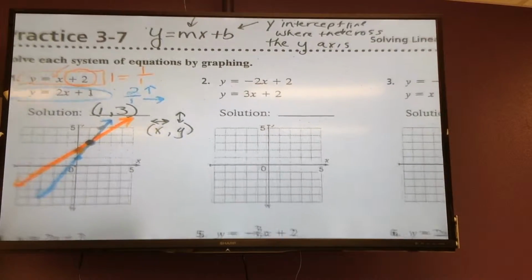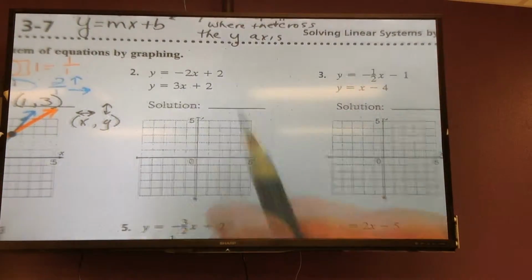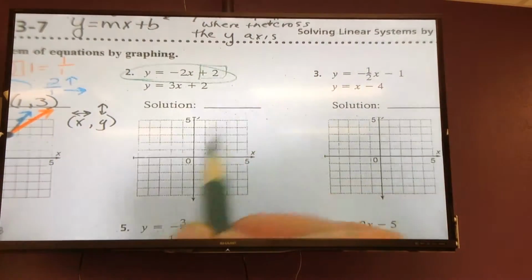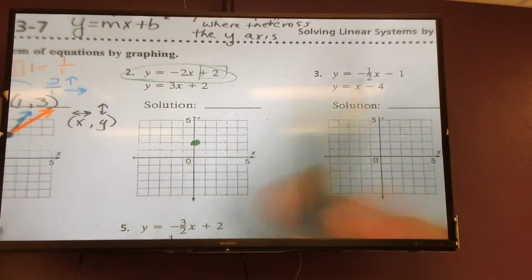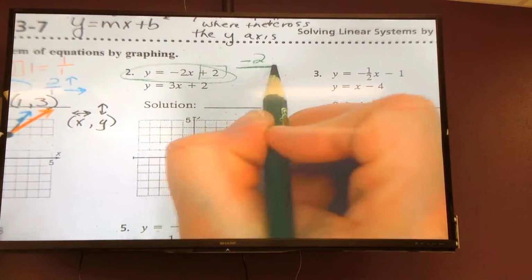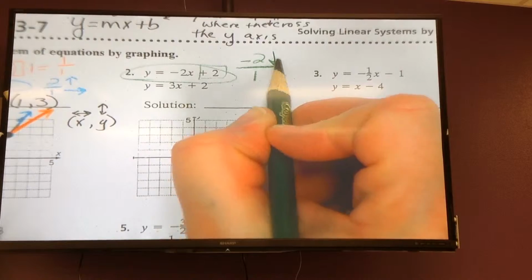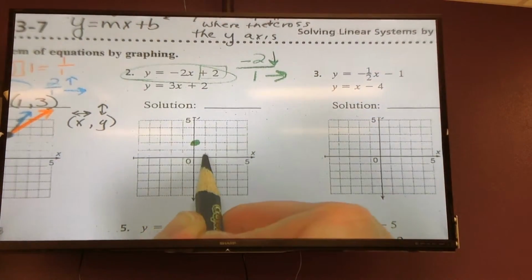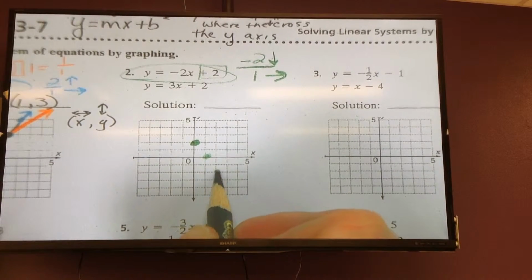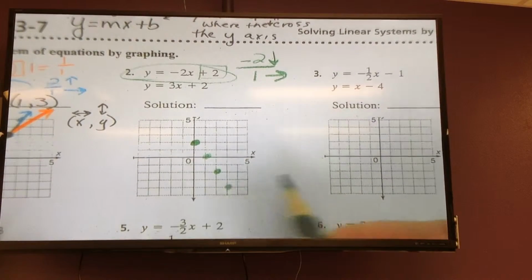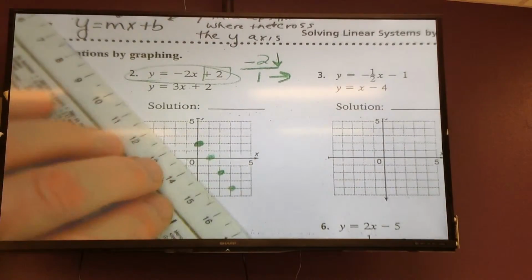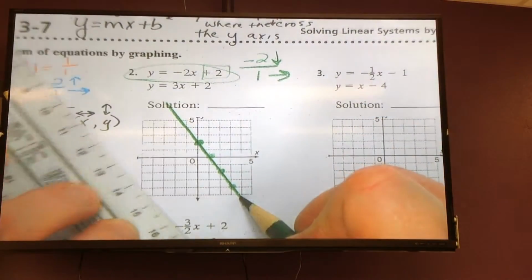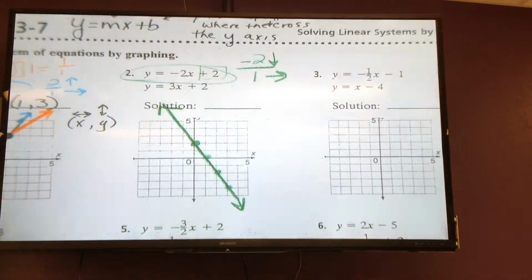y equals negative 2x plus 2. So if we're going to graph this, we'll take a look at this top one. The y-intercept is 2, so I'm going to put a dot on 2. The slope is negative 2 over 1. So just to remind myself of that, I'm going to write down 2 to the right 1. So down 2 to the right 1, down 2 to the right 1. And then if I connect these dots, there's the line for that equation.